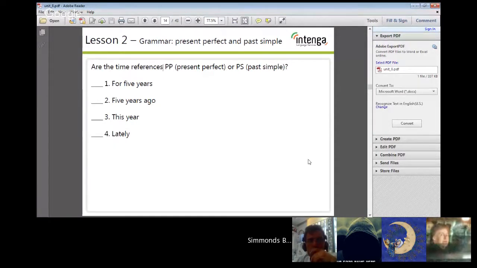Okay. Lately means recently. Just as the example at the beginning of the class was, the class has just started. So it's something recent, so I would say present perfect. I've been studying lately. I studied lately. No, so present perfect here.